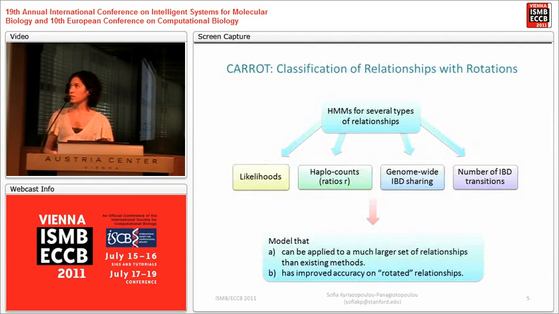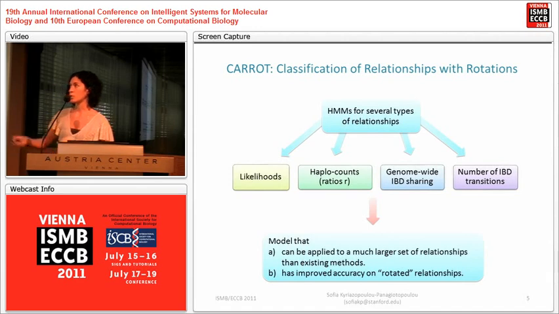So our goal with Kiled was first to create a model that can consider a much larger set of relationships than previous methods that only considered a handful of different alternatives. And secondly, and most importantly, to allow our model to distinguish between relationships where previous methods had very poor performance. And this is exactly the rotated relationships.